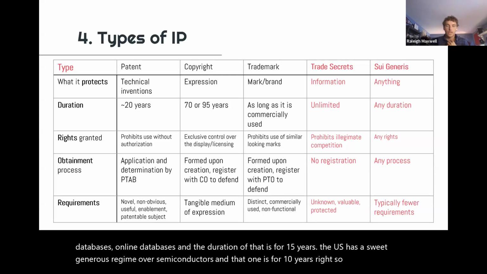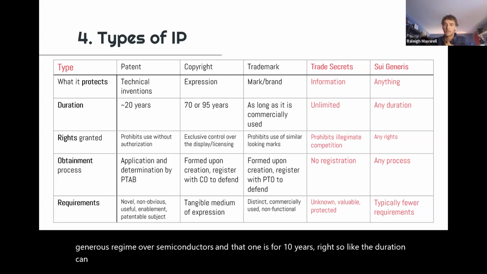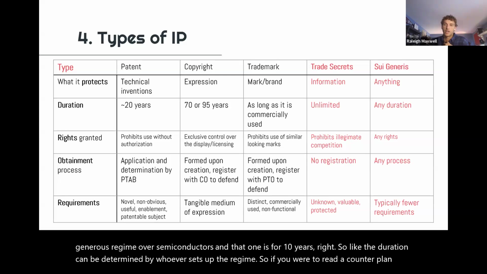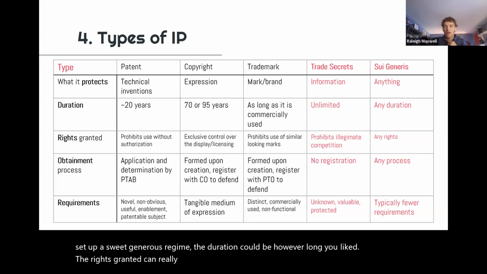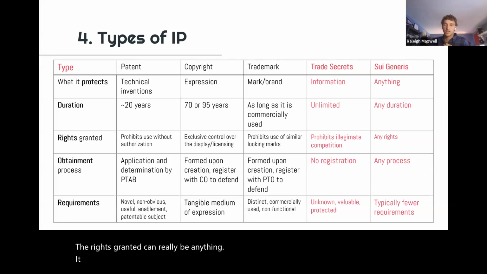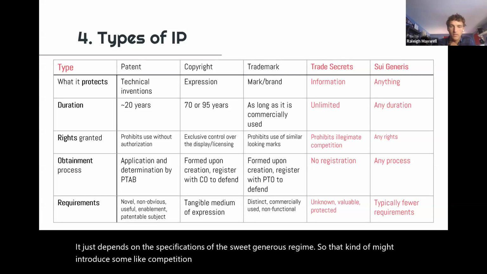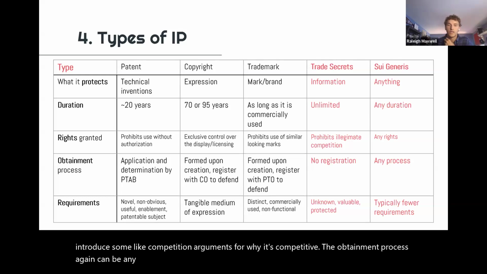So the duration can be determined by whoever sets up the regime. If you were to read a counterplan that set up a sui generis regime, the duration could be however long you liked. The rights granted can really be anything. It just depends on the specifications of the sui generis regime. So that might introduce some competition arguments for why it's competitive. The obtainment process again can be any process. It just depends on how you set it up.